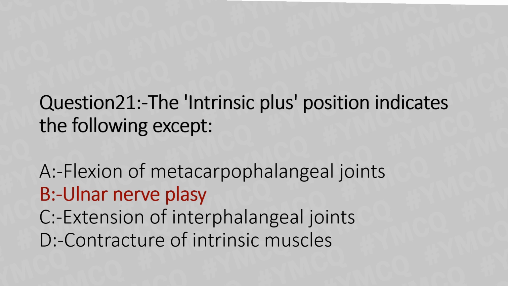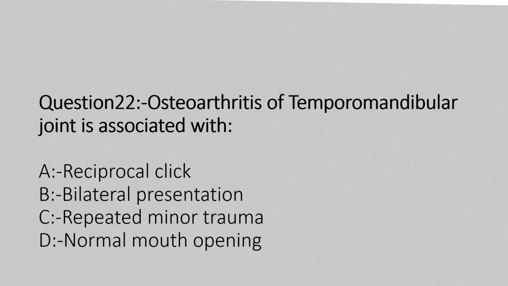Now let's move to question number 22. Osteoarthritis of temporomandibular joint is associated with: option A, reciprocal click; option B, bilateral presentation; option C, repeated minor trauma; option D, normal mouth opening. And the answer is option C, repeated minor trauma.